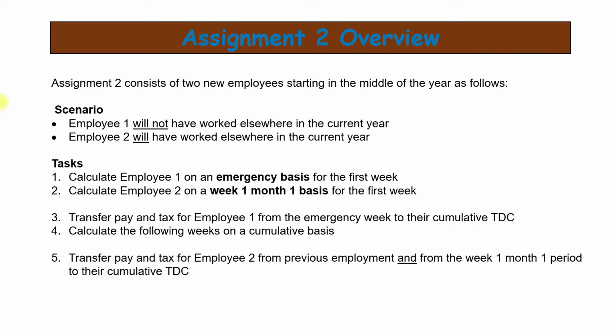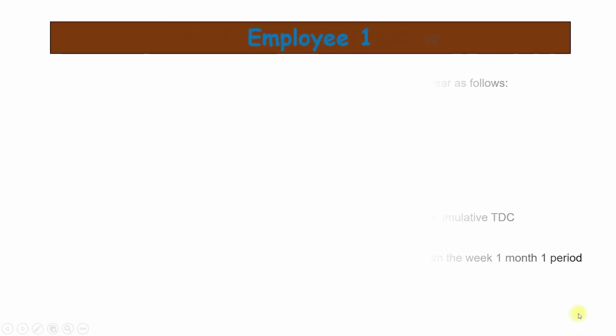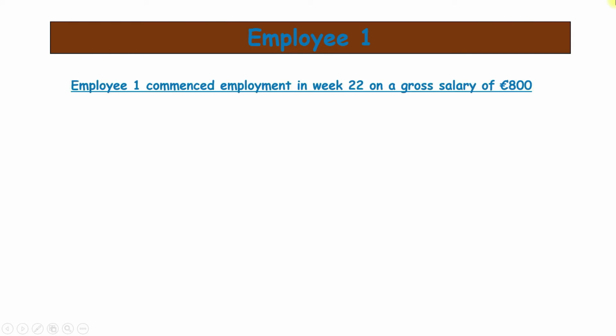For the employee on week 1 month 1, we will add together the pay and tax from previous employment and from the week 1 month 1 period and transfer to their cumulative TDC, and again calculate the following weeks on a cumulative basis.